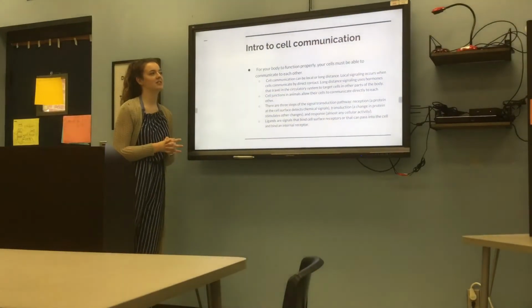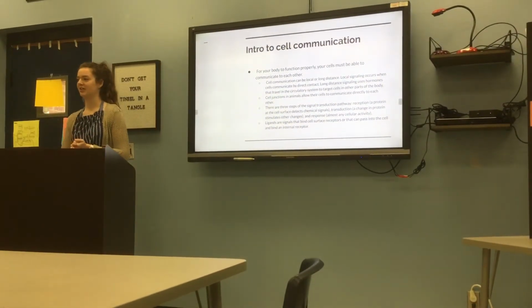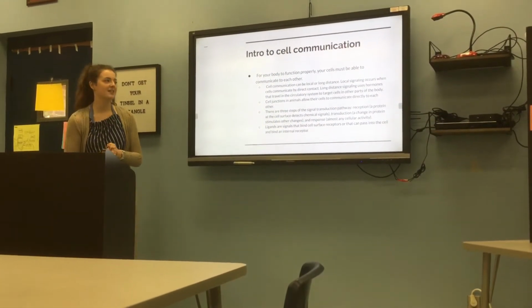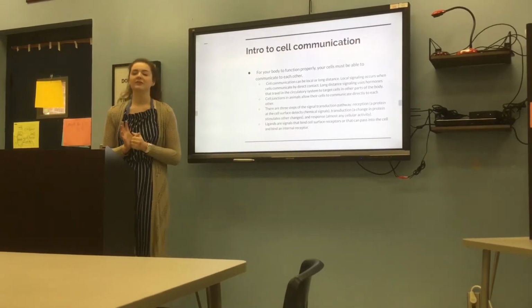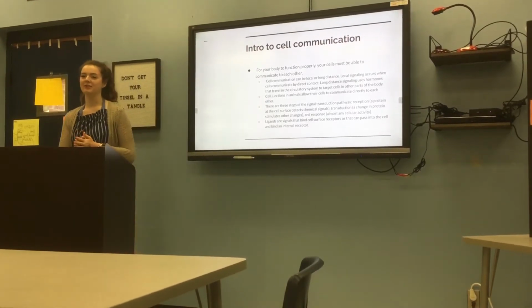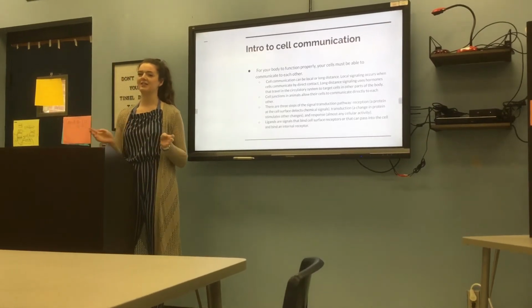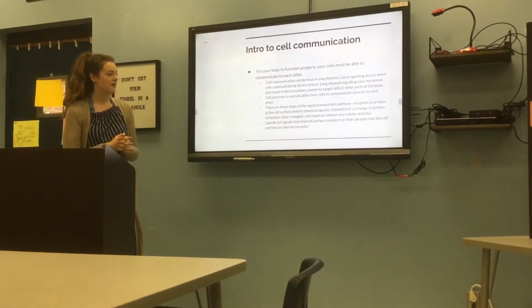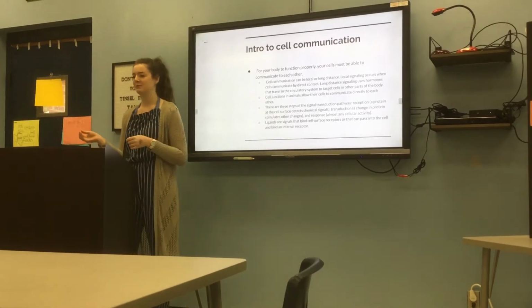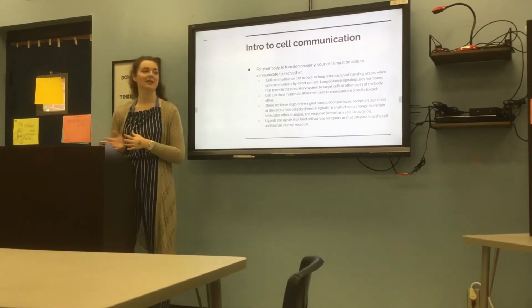So cell communication is the way that cells relay information to each other, and they do this to perform tasks. Local and long distance signaling are ways that they do this. Local signaling is when cells communicate right next to each other, and long distance is when they send hormones throughout the body. Cell junctions are little spaces in between cells that cells use to communicate.